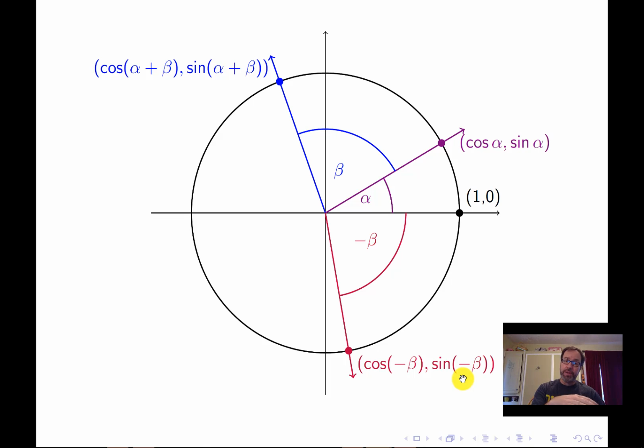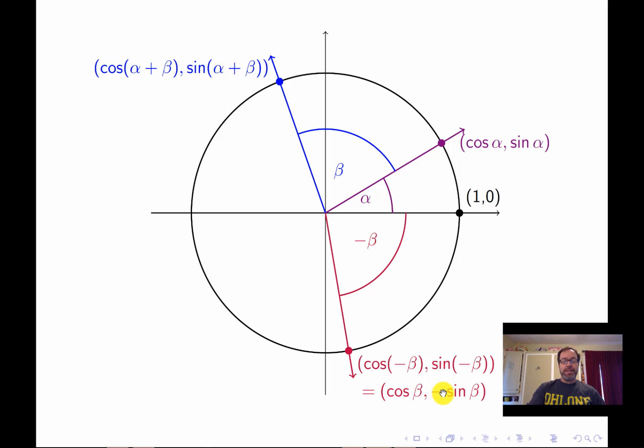As I said on that first slide, we're going to take advantage of the even and odd formulas. The cosine of negative beta is going to be the cosine of beta. The sine of negative beta is going to be negative the sine of beta. So I will rewrite that right there.